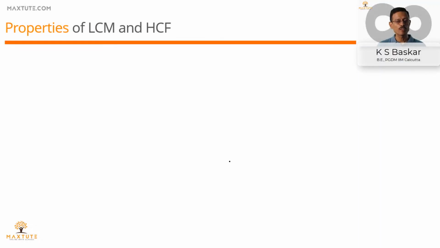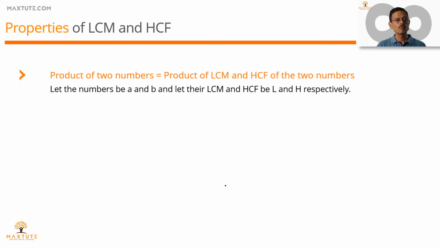Let's look at two important properties of LCM and HCF. The first property reads as follows. Product of two numbers is equal to the product of LCM and HCF of those two numbers. Let's say the two numbers are A and B, and let their LCM and HCF be L and H.